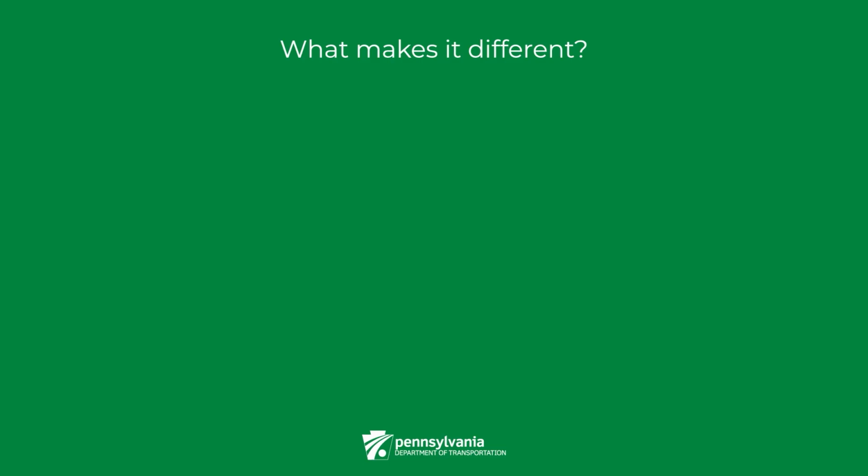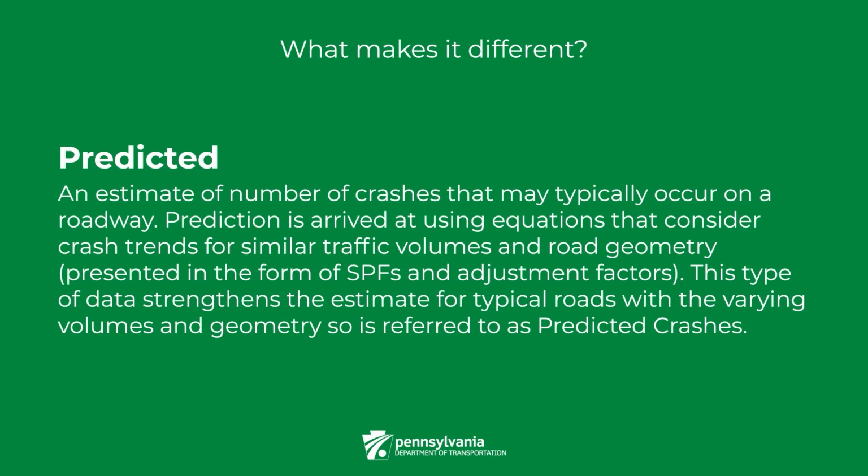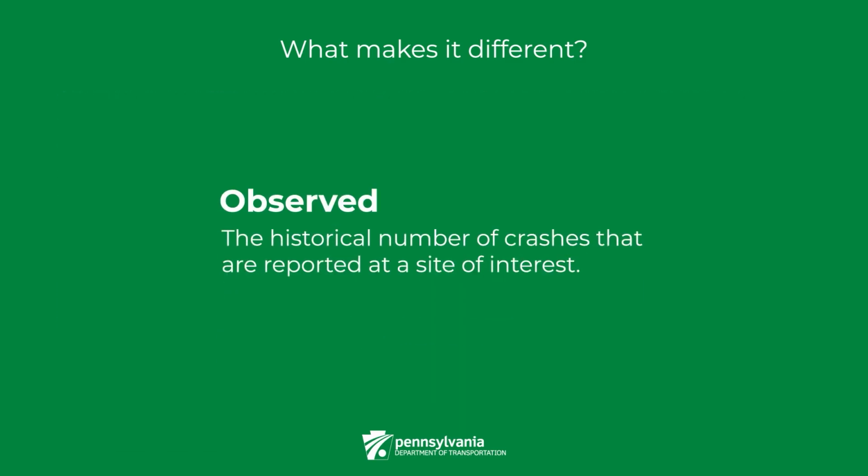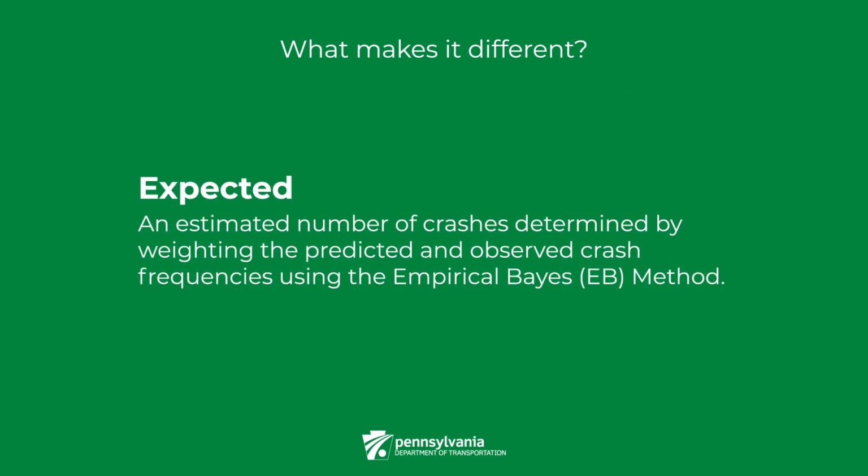frequencies, each typically reported as crashes per year for a given study location. Network screening considers predicted crashes, the frequency or number of crashes predicted by a safety performance function, or SPF. Observed crashes, the frequency or number of police-reported crashes. And expected crashes, a weighted average between predicted and observed crashes. We'll cover expected crashes in more detail later in this video.